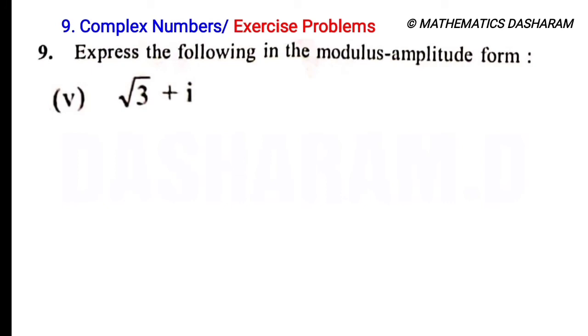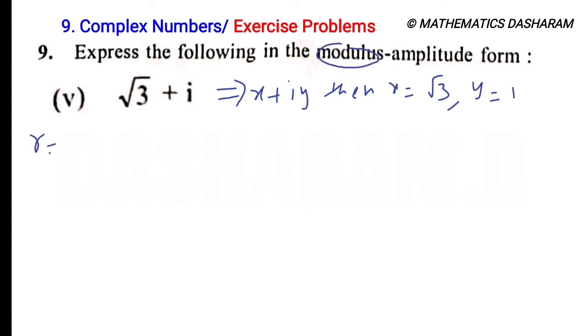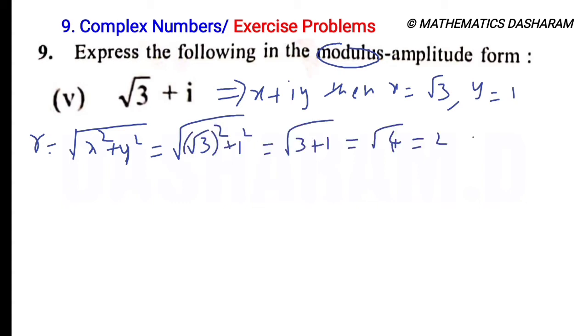Fifth question, root 3 plus i. Let's compare with x plus iy. So then the x value is root 3 and y value is 1. First modulus, that is r. Formula is under root x square plus y square. So substitute x and y values. So r equals 2 is the answer.